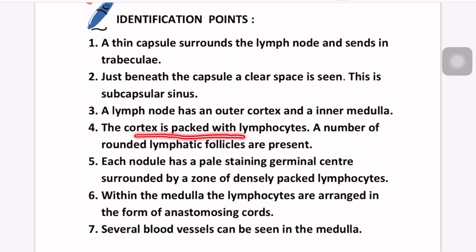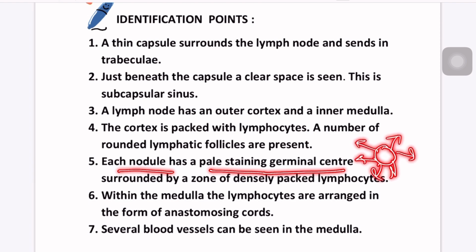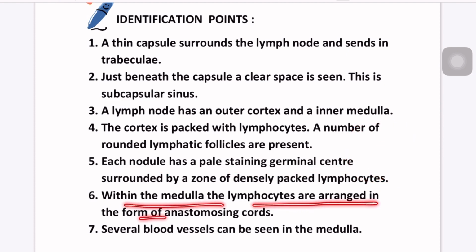The cortex is packed with lymphocytes. A number of rounded lymphatic nodules are present. Each nodule has a pale staining germinal center which contains large euchromatic lymphoblast and plasmoblast which move toward the periphery and form a darkly stained region. Within the medulla, the lymphocytes are arranged in the form of anastomosing cords which are known as medullary cords. Several blood vessels can be seen in the medulla.